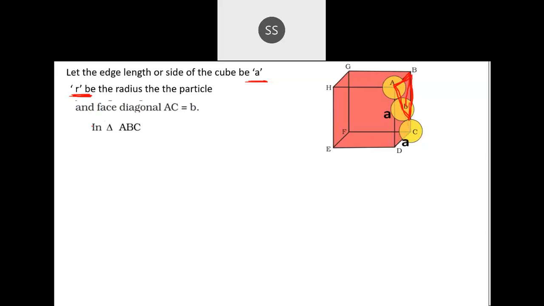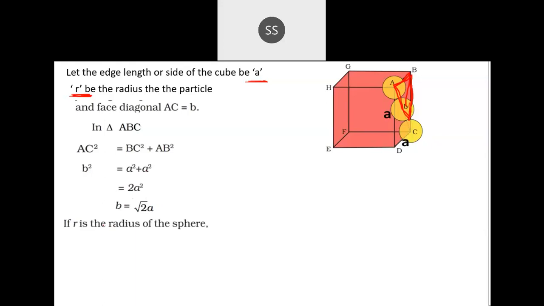So in triangle ABC, when you apply the Pythagoras theorem, the hypotenuse is AC. So AC square is equal to BC square plus AB square, or you can write AB square plus BC square, one and the same thing. Now you substitute the value. AC we have considered as B. So B square is equal to A square plus A square, as BC and AB are the two equal sides of a cube. So 2A square. So you will get B square as 2A square, and B will come as root 2A.